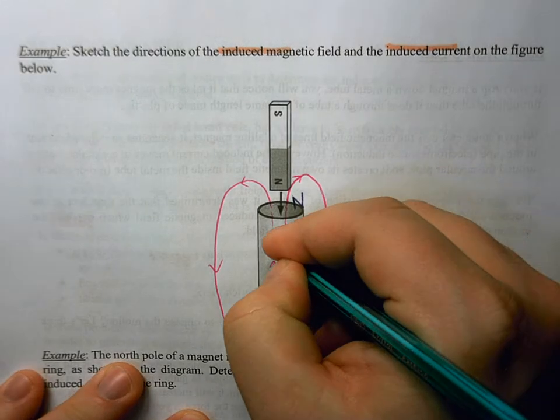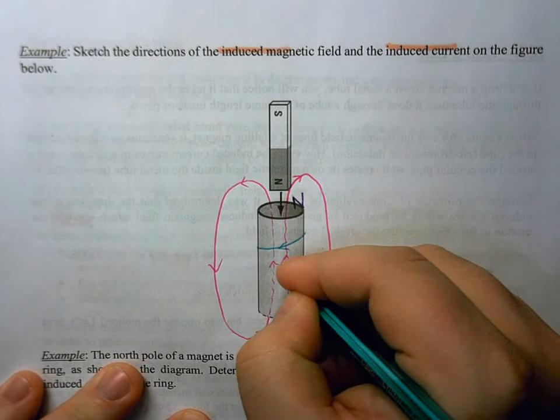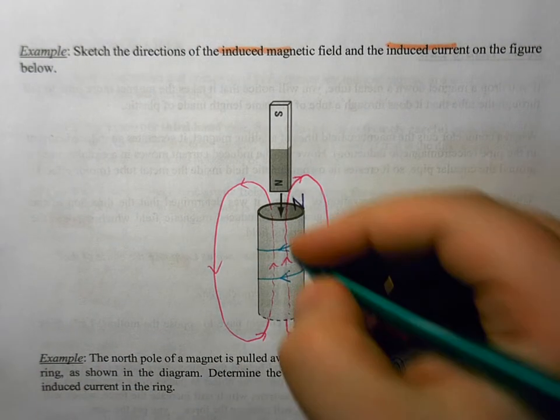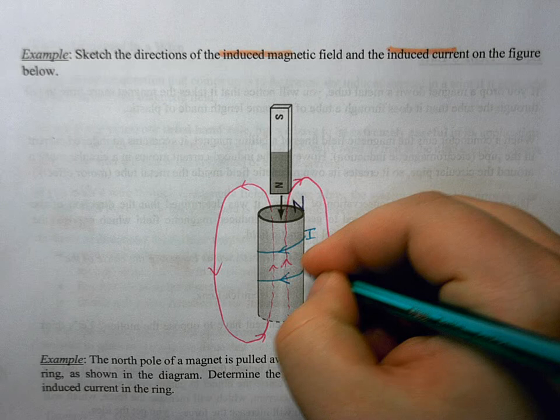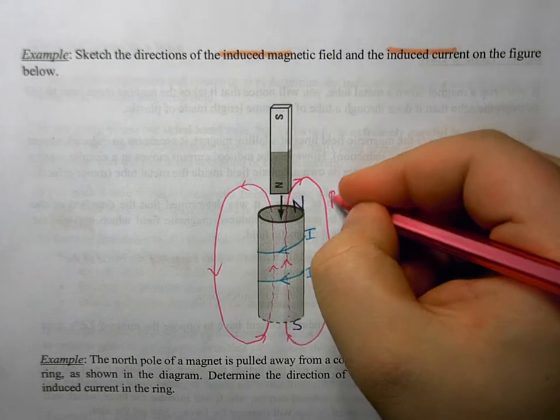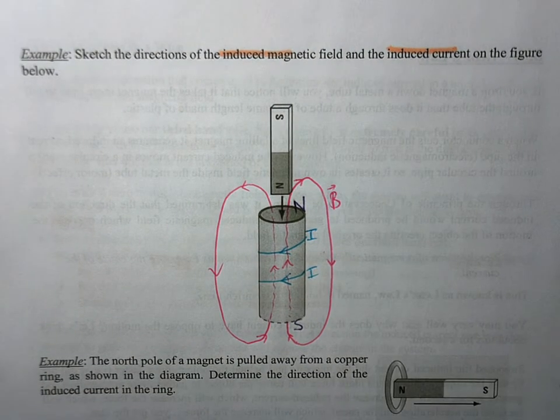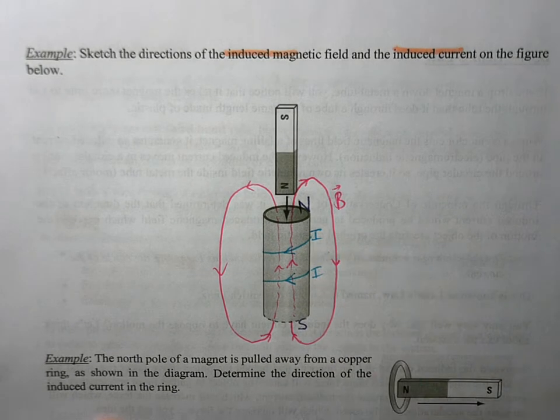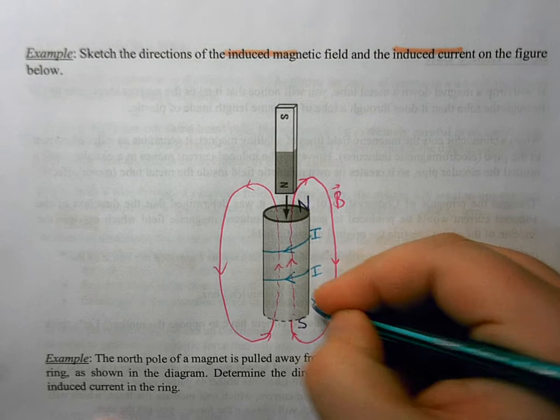So your current is going to go around the tube like this. That's my induced current, and that's my magnetic field strength. Or if you want to draw it the other way, which we could certainly look at too, on the right side it's coming towards us, so we could mark that with an X.